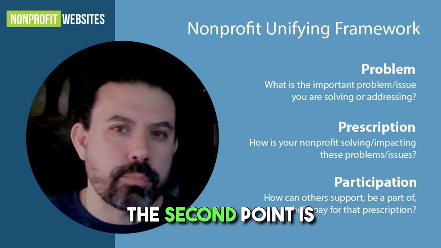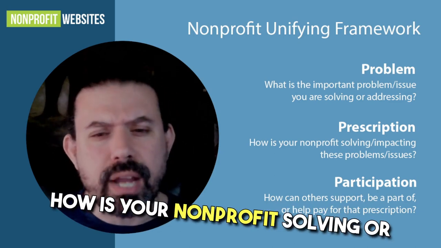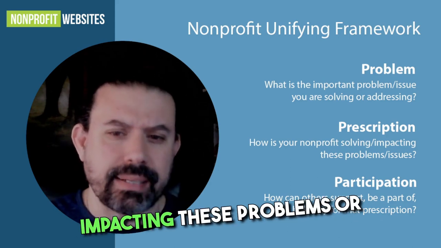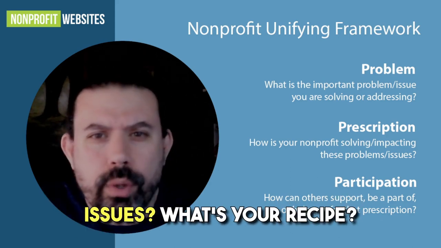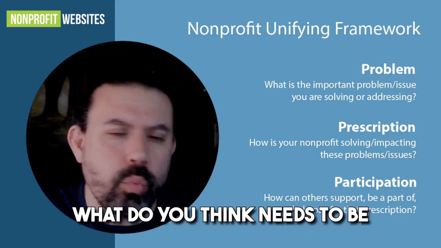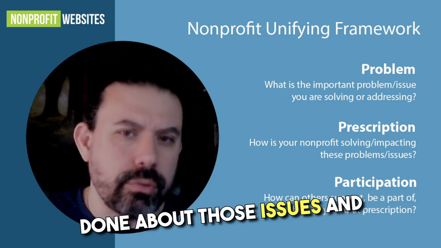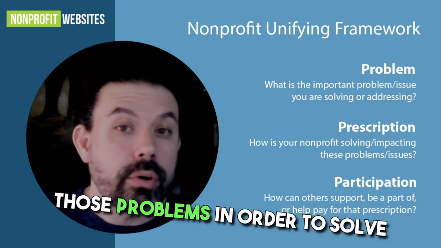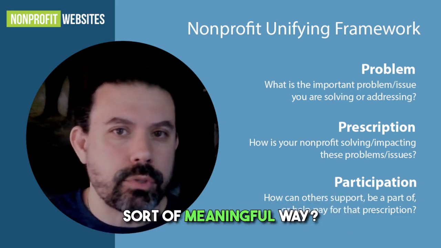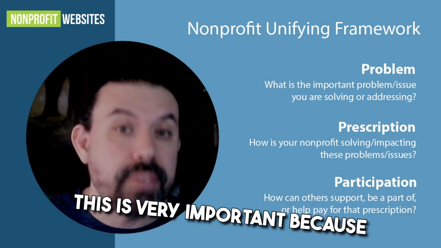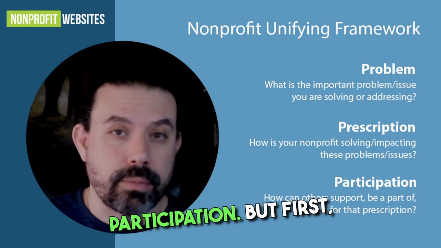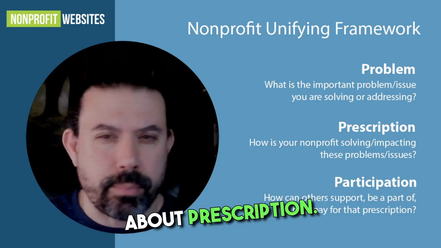The second point is prescription. How is your nonprofit solving or impacting these problems or issues? What's your recipe? What's your prescription? What do you think needs to be done about those issues and those problems in order to solve them or address them in some sort of meaningful way? This is very important because it's going to lead us to participation. But first, let me talk a little bit about prescription.